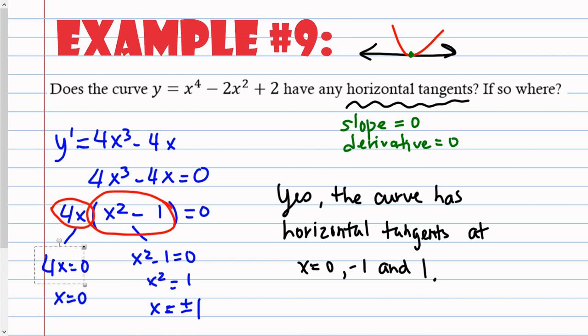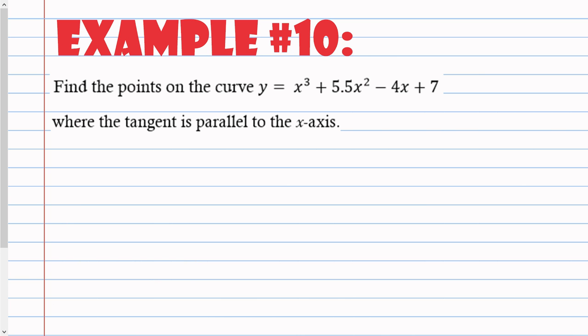Okay, last example. Example 10, find the points on the curve, you see the curve, where the tangent is parallel to the x-axis. Okay, so very quick Algebra 1 lesson here, people. So here I have my axes, y and x. Oh look, my x is horizontal.